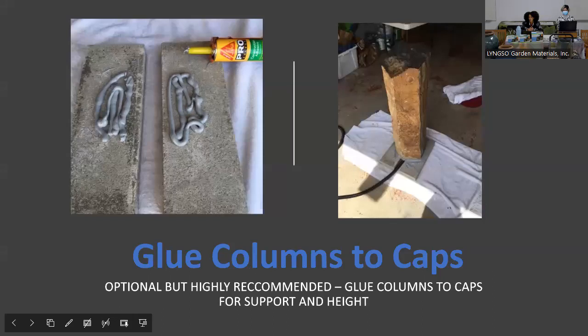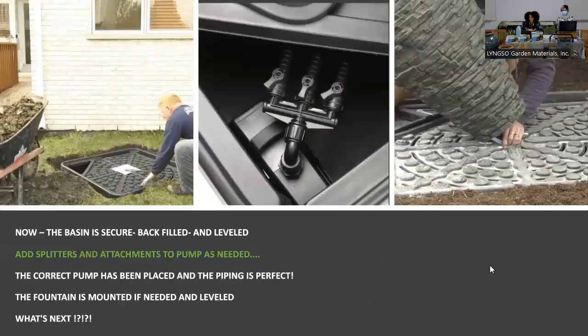So this is an example of adhering or mounting a fountain onto caps. This is to prevent the fountain from leaning or falling over, especially when you're using super heavy, tall water features. When you're doing this, you just want to make sure that you're leaving adequate space for the tubing to still run into the fountain and to the pump.